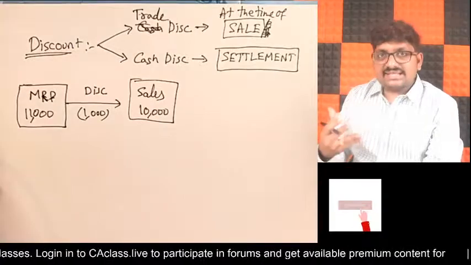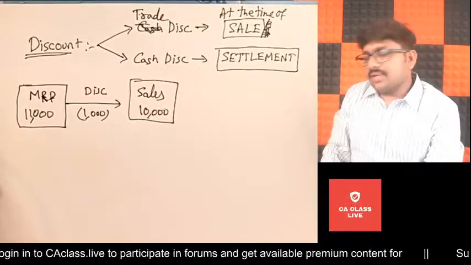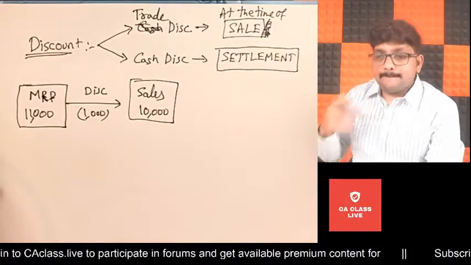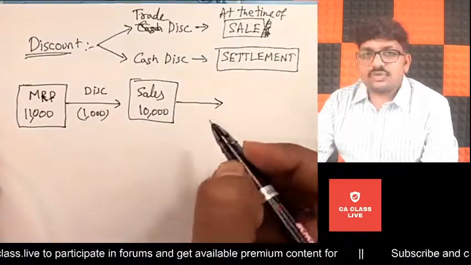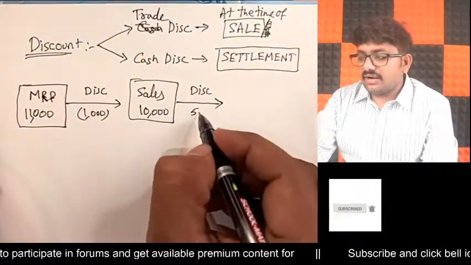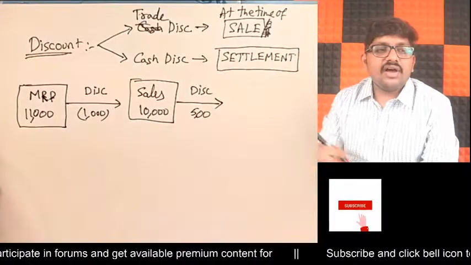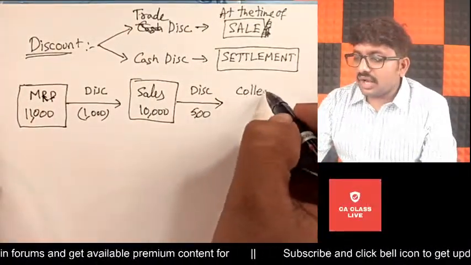While selling itself, you gave a discount of 1,000, and your actual sales has happened at what price? 10,000. Okay. But you have not collected money now. You will collect money later, you said. While collecting, again you gave a discount of 500. Again you gave an extra discount of 500 rupees. It means how much money are you collecting?